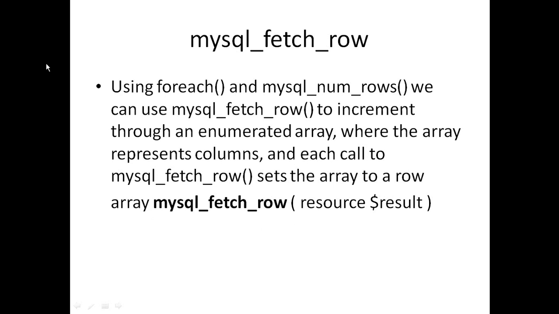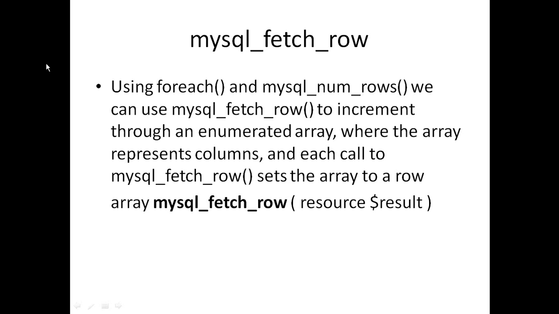All right, mysql_fetch_row. Using a for each in mysql_num_rows, we can use mysql_fetch_row to increment through an enumerated array where the array represents columns and each call to mysql_fetch_row sets the array to a row. Basically, this function returns a MySQL row from your result set in the form of an array, and you pass it the result resource.